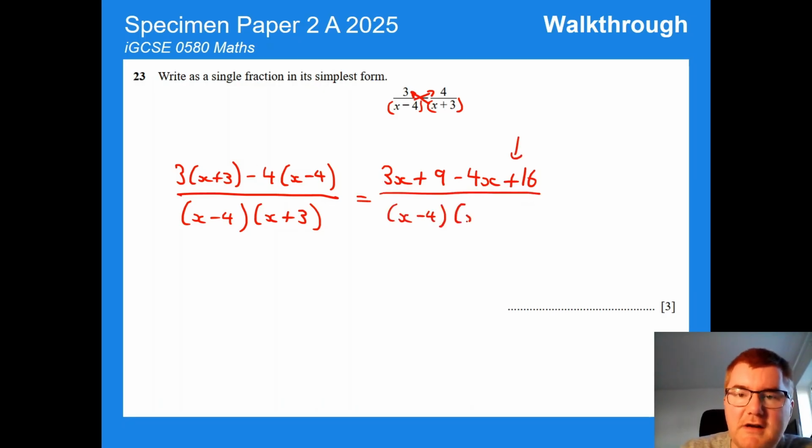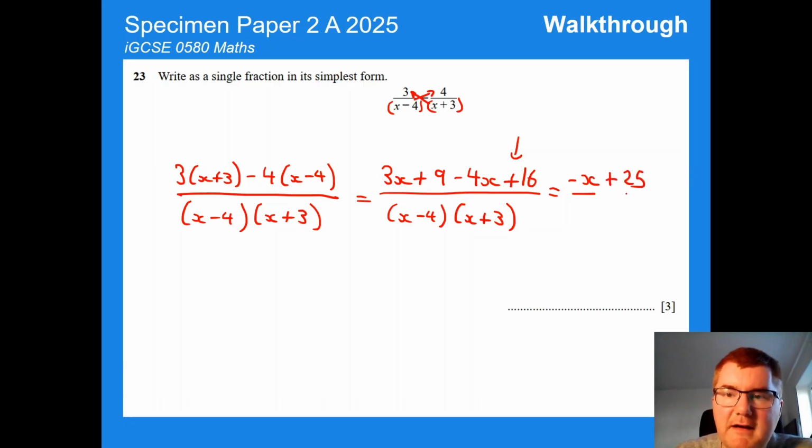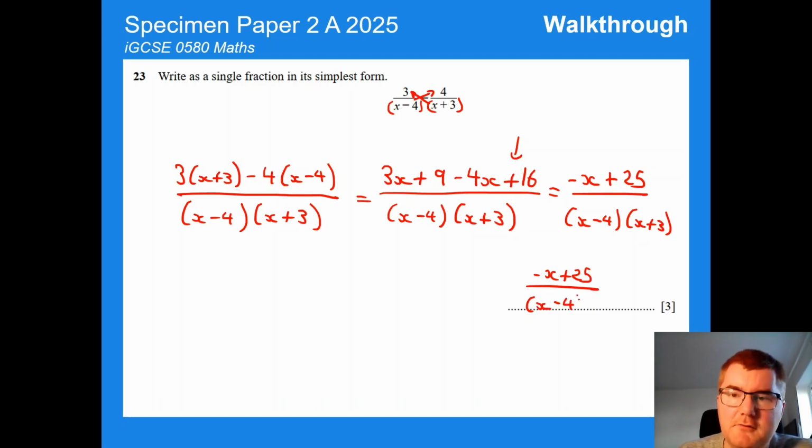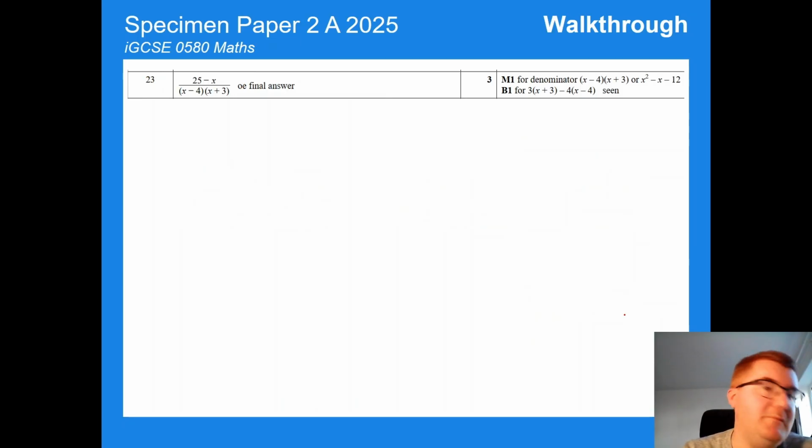Leaving the bottom factorized is perfectly fine. That gives us minus x plus 25 over x minus 4, x plus 3. So we can write that in. You can do 25 minus x, of course, as well, which they did in the final answer.